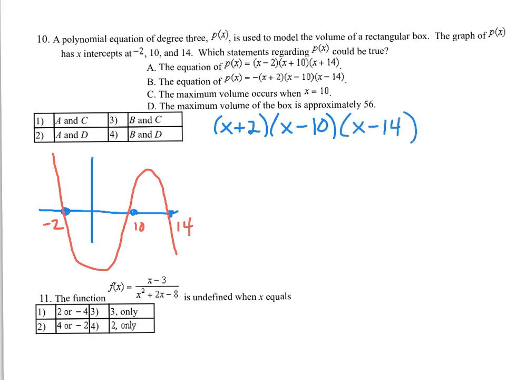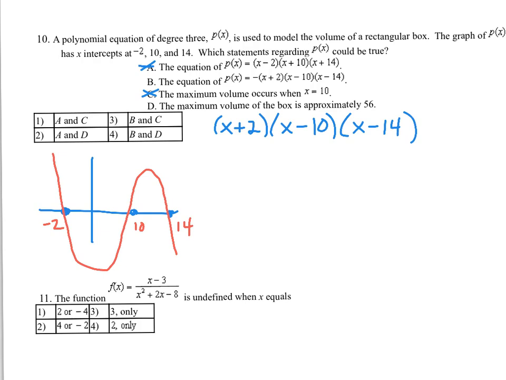All right, so if you read the question, it says which statements regarding p of x could be true. So we automatically know choice A can't be true because those don't match the factors that I wrote. Okay. Now, the other thing that we know can't be true is, look at C. It says the maximum volume occurs when x is equal to 10. Well, this is the maximum right up here, and that's somewhere between 10 and 14. So if that's the case, then we know that that can't be true either, so we can cross that out.